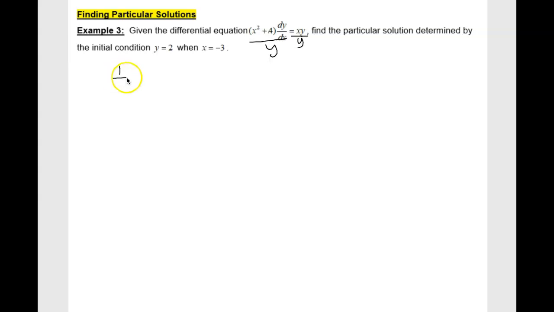So that means I have 1 over y dy equals x over x squared plus 4 dx. Integrate both sides. The antiderivative of 1 over y is ln, because that is our rule.